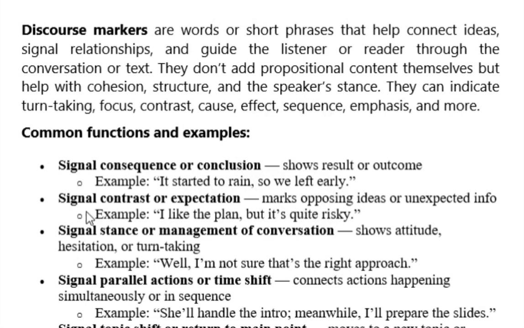Well, sometimes we use discourse markers to signal what? Contrast or expectations, such as, for example, but, right? Like, I like the plan, but it's quite risky, okay? Well, again, here we are talking about contrast. Another one is showing us about stance, or they manage our conversation. Like they show, for example, attitude or hesitation or turn taking. Look at this example, please. Well, I'm not sure that's the right approach. I'm not sure. I don't know. You are talking about your hesitation here, okay?